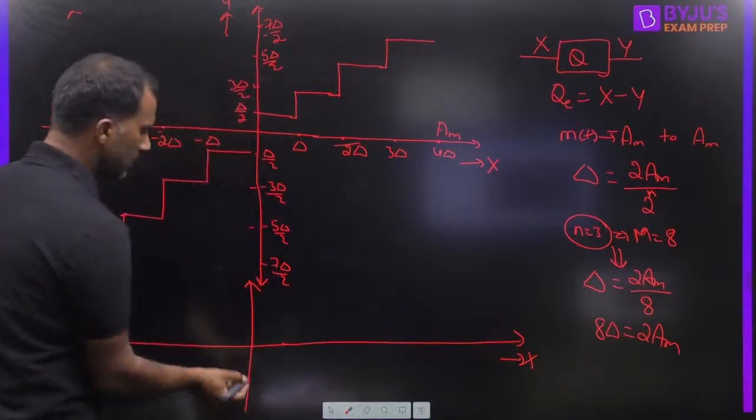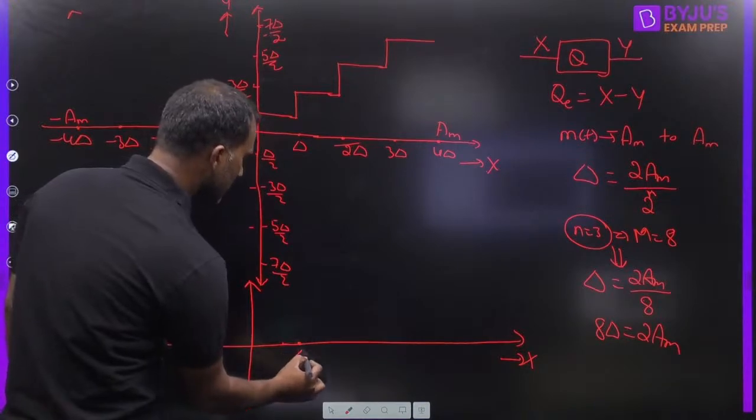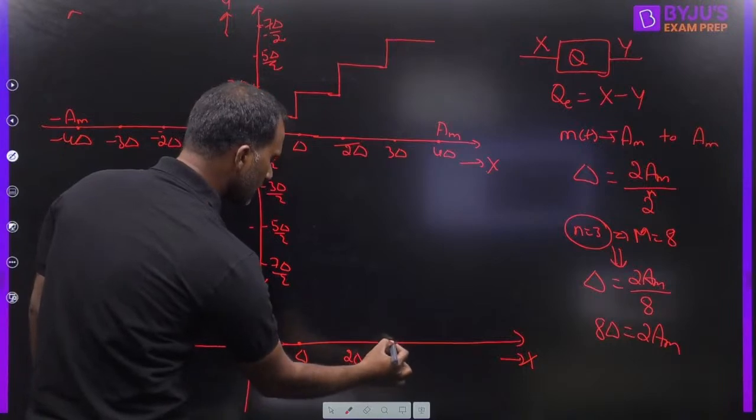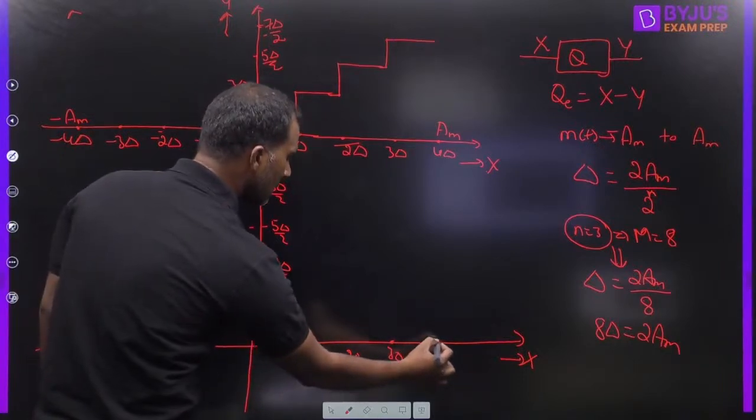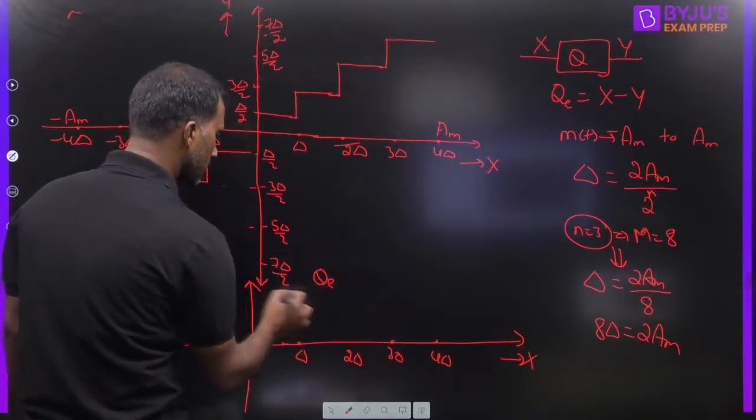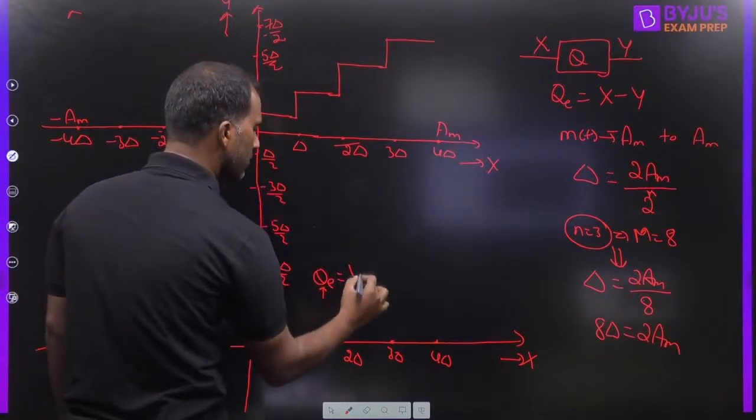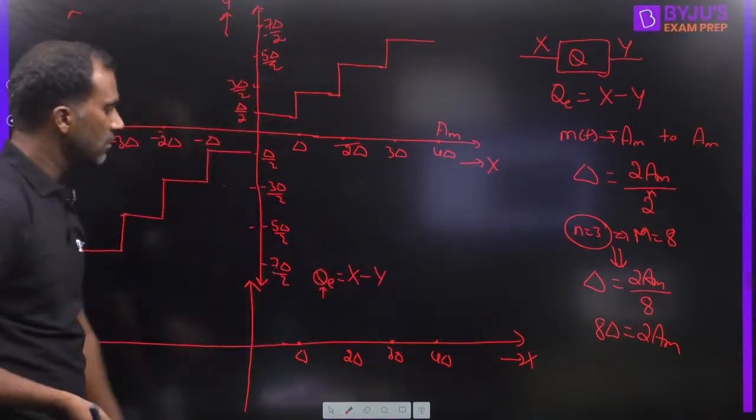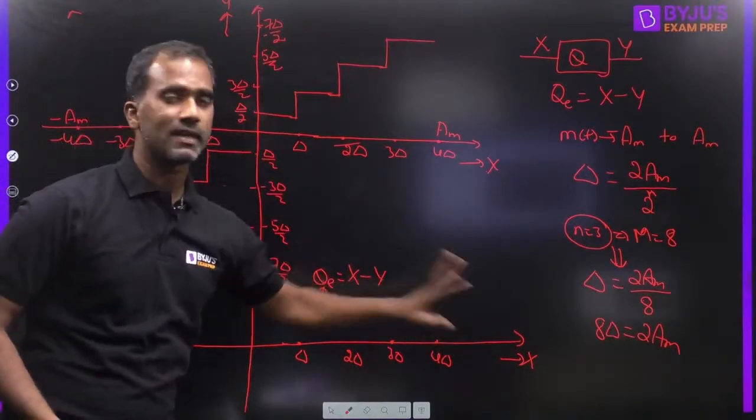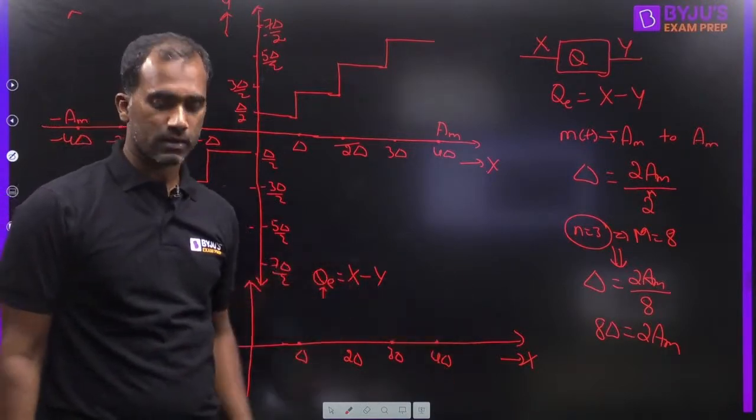Okay, right. Let's draw the characteristics. Before drawing the characteristics, let me mark this delta, 2 delta, 3 delta, and 4 delta. Now understand carefully. On the y-axis it is quantization error, and quantization error is given as input minus output, x minus y. We already have the y versus x characteristics. Now what we want is the x minus y versus x characteristics, because we want quantization error with respect to x. Okay.